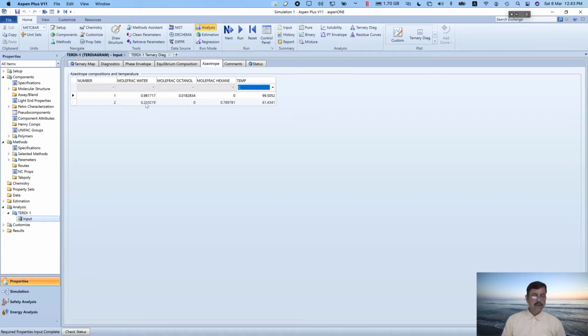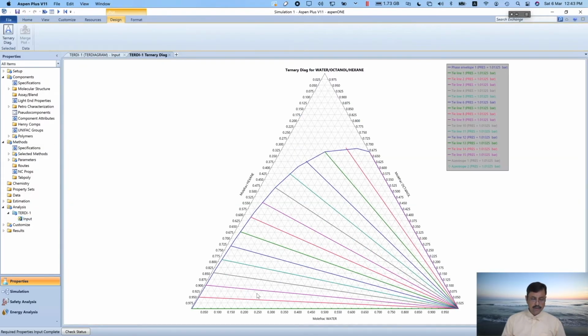Here we see 21% of water and 79% of hexane. So you just go to this place, you'll see here 0.21. This is the point 21 of water, and hexane is 0.79 at this point. And we do not have any octanol over here because the azeotrope lies on this line. This is the 0% line of octanol.